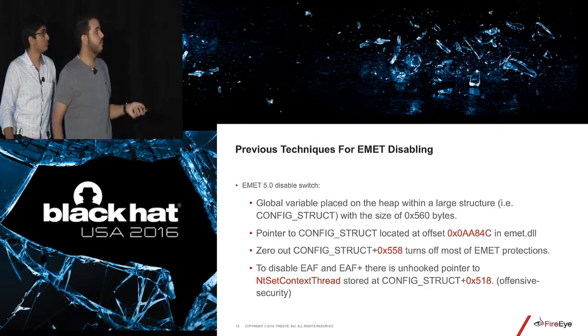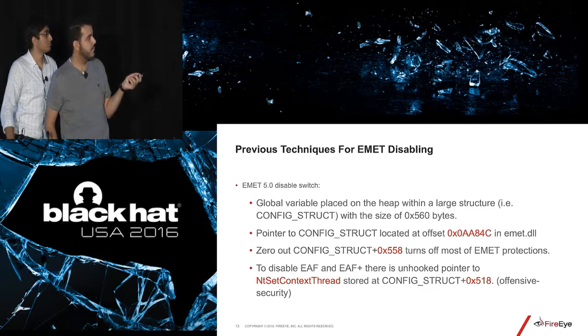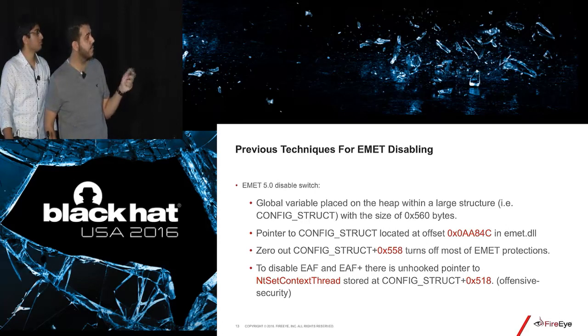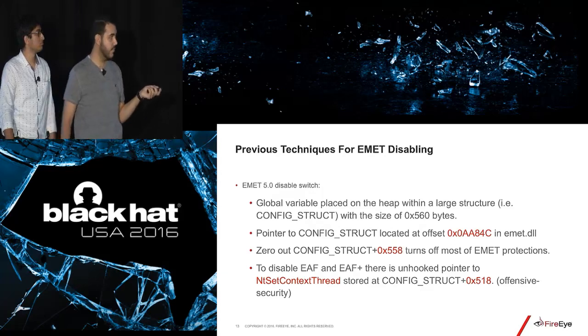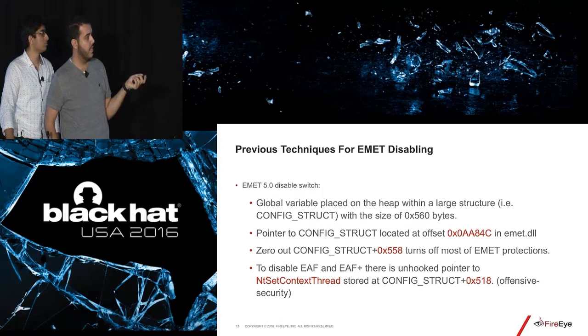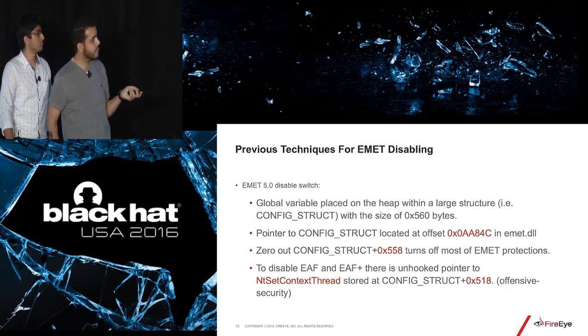For EMET 5.0, Offensive Security found the same issue, but this time the global variable is placed on the heap rather than in the data section, within a large structure that Offensive Security named the config struct. At a certain offset in the EMET DLL, there is a pointer to this large structure, and within a certain offset there is this global variable. Zero out this variable and EMET protections will go unactivated.